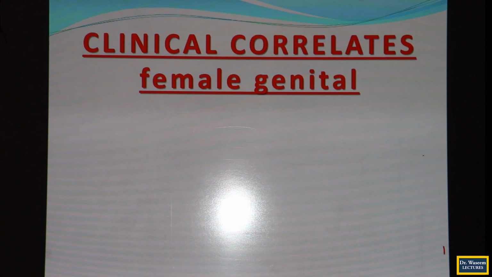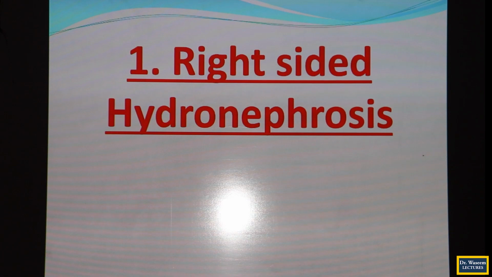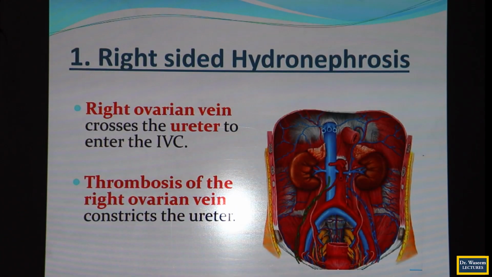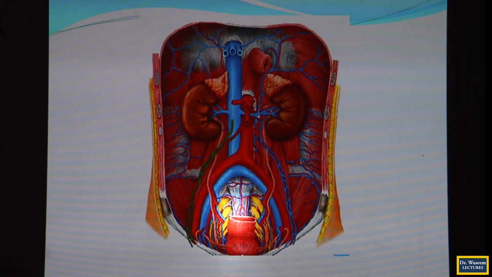These are the conditions you can expect to receive in your clinics. For example, one condition related to the ovary is right sided hydronephrosis. The right renal vein and left renal vein have different drainage points. The right renal vein drains directly into the inferior vena cava, as you can see in this diagram, and while doing so it crosses the ureter. This is not present on the left side.